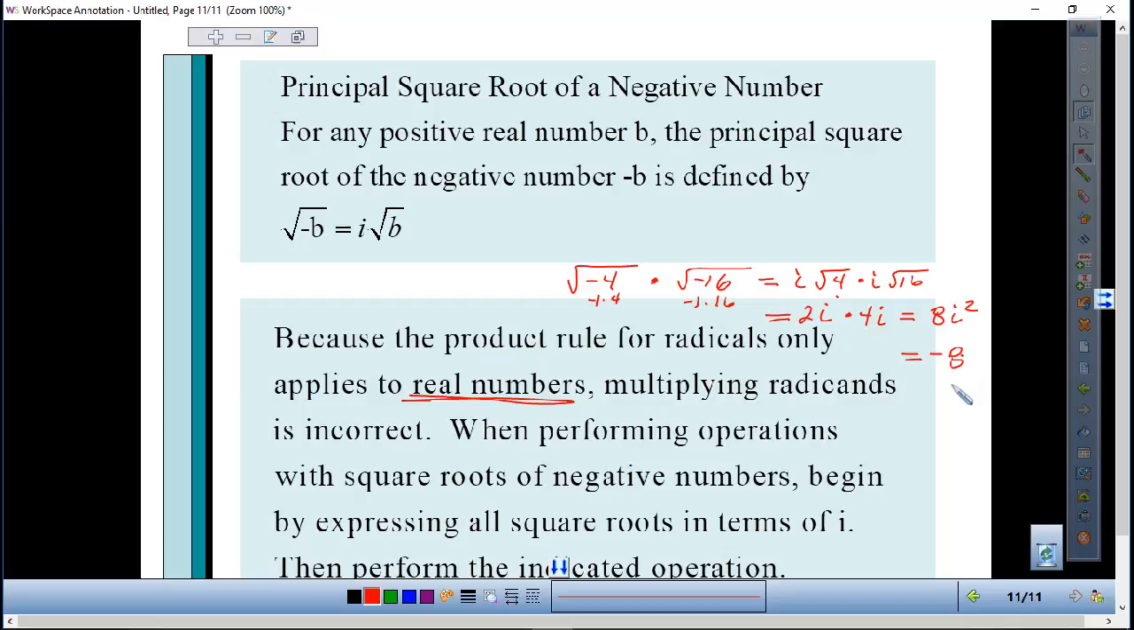So notice the difference here. If you just multiplied these, you would have got the square root of 64, which is positive 8. Well, here, when we do it the correct way, we end up with negative 8. So be careful. Take the i out before you go multiplying square roots. Take the negative out of the radical before you start multiplying square roots.